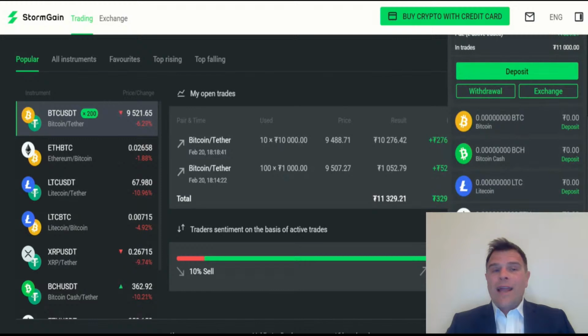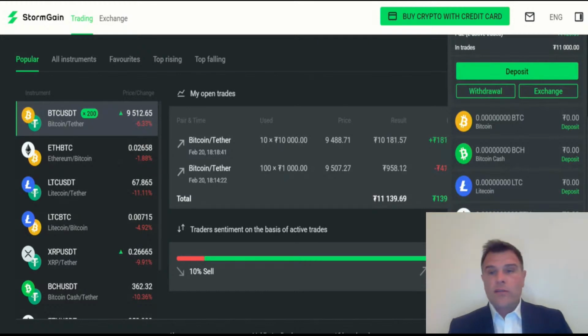StormGain is very good because it allows this 200. It allows you up to 200 times leverage, which is excellent when you're trying to make money. Also, you need to be careful with it because it does push your stop losses much closer to your levels. And so we really need to think hard, especially when we're just getting into this, about using much lower multipliers.